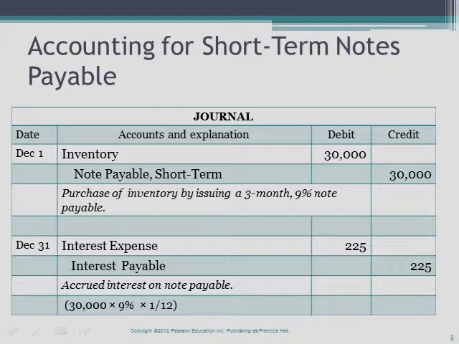Assume a company purchased $30,000 of inventory on December 1 by signing a 3-month 9% note payable. Inventory is debited and note payable is credited. On December 31, their year-end, interest needs to be accrued. The principal of the note is multiplied by the interest rate by 1/12. The fraction represents the 1 month the note has been outstanding. Interest expense is debited and interest payable is credited.